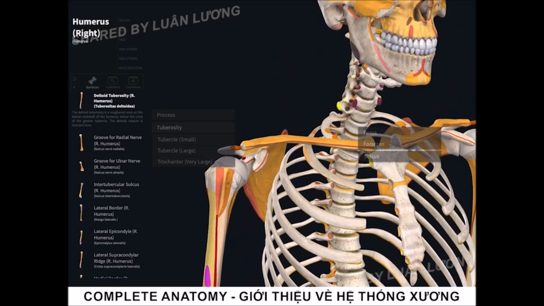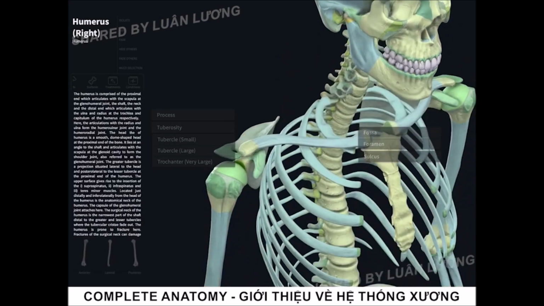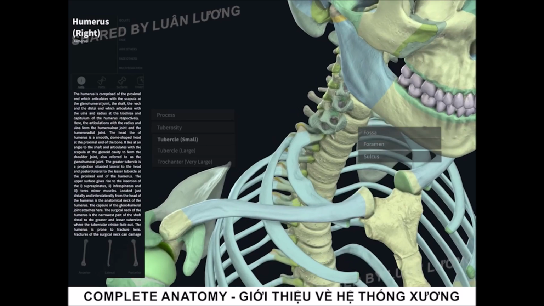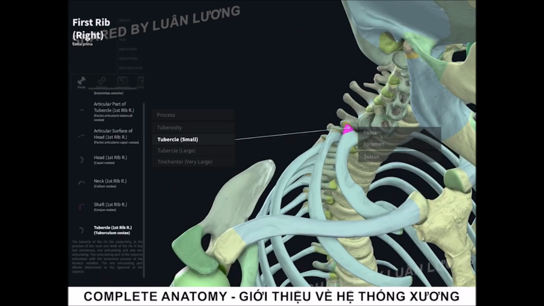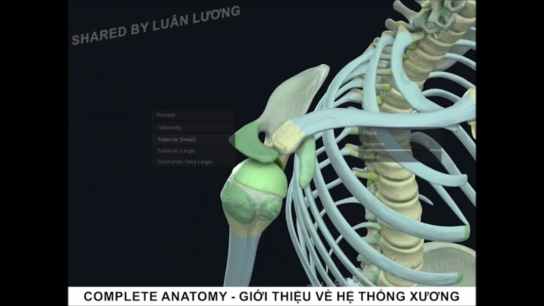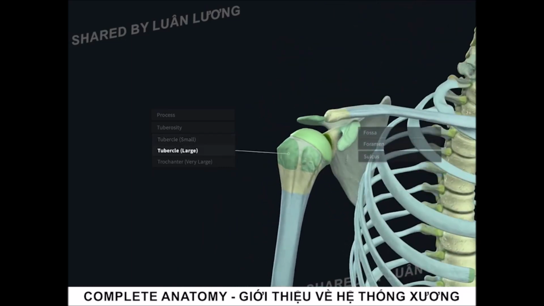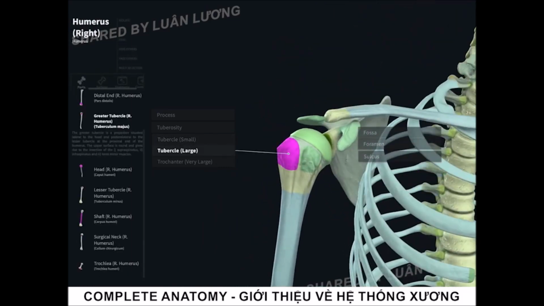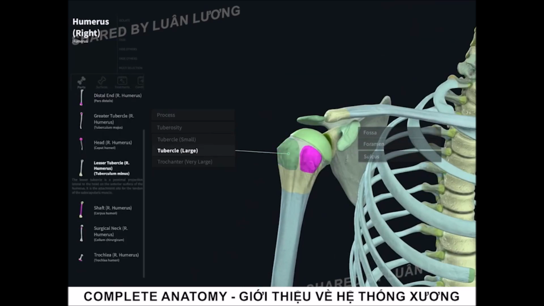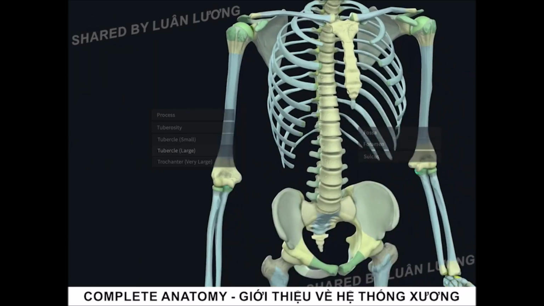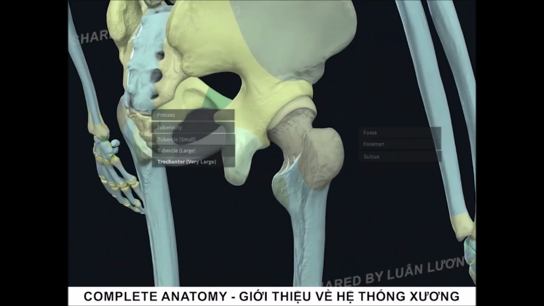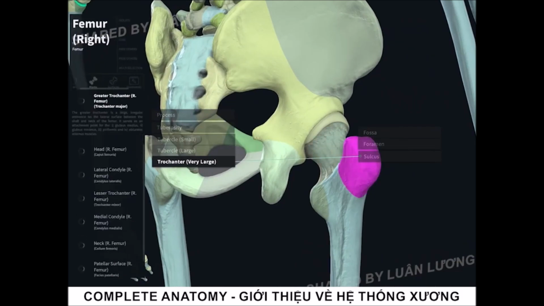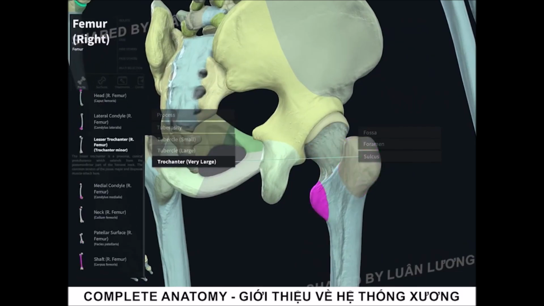Now, we're also going to see other extensions of bone that vary in size and hence are going to get different names. For example, we're going to have a tubercle, or a small bump, that is going to be between our ribs and the vertebra. We're also going to have a tubercle that is a large bump out here on the humerus, and it gets the name greater tubercle or lesser tubercle depending on its relative size to the other bump. Now, we're also going to get very large extensions or prominences of bone that are known as trochanters. So here on the femur, we're going to see a greater and a lesser trochanter.